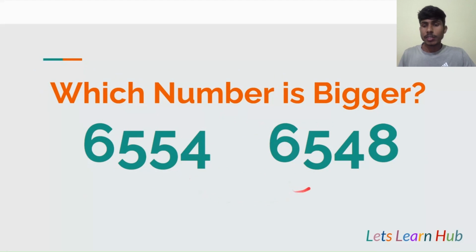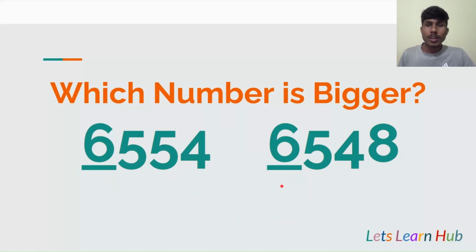Very simple. And which number is bigger among 6554 and 6548? See, both have 4 digits each. So we need to follow the second rule. That is, start comparing from the leftmost digit to the rightmost digit and check which digit is bigger first. So we have 6 in the left number and 6 in the right number. Since both are 6, both are the same.